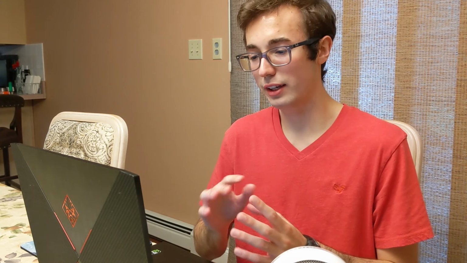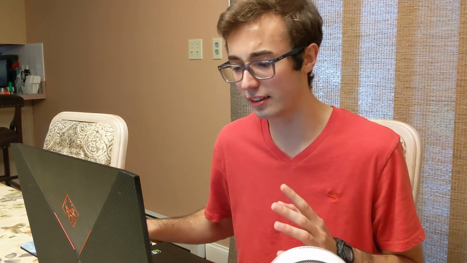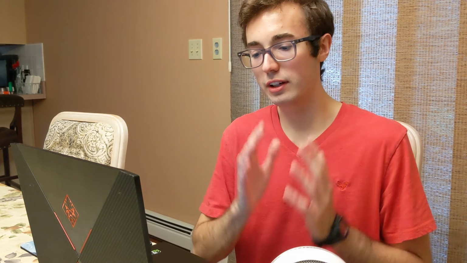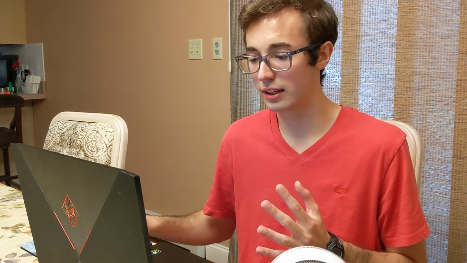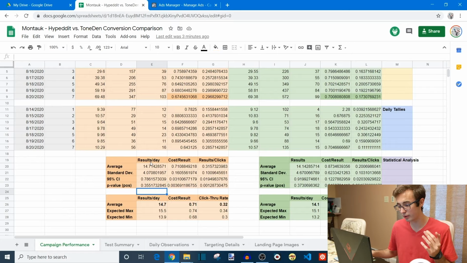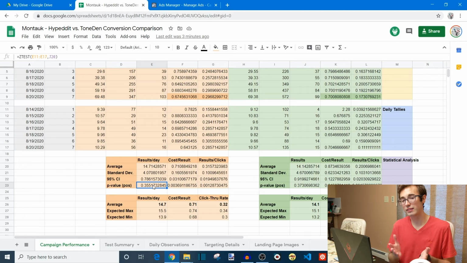So there's a lot of really frightening math and statistics that goes into this, but the most convenient way to explain a p-value is it tells you the percentage probability that the result that we saw is due to random chance. So in our case, the result is the performance difference between a Hypeddit landing page and a ToneDen landing page. And in terms of results per day, my p-value is telling me there's a 35.5% chance that this is due to random chance, which means it's not statistically significant.